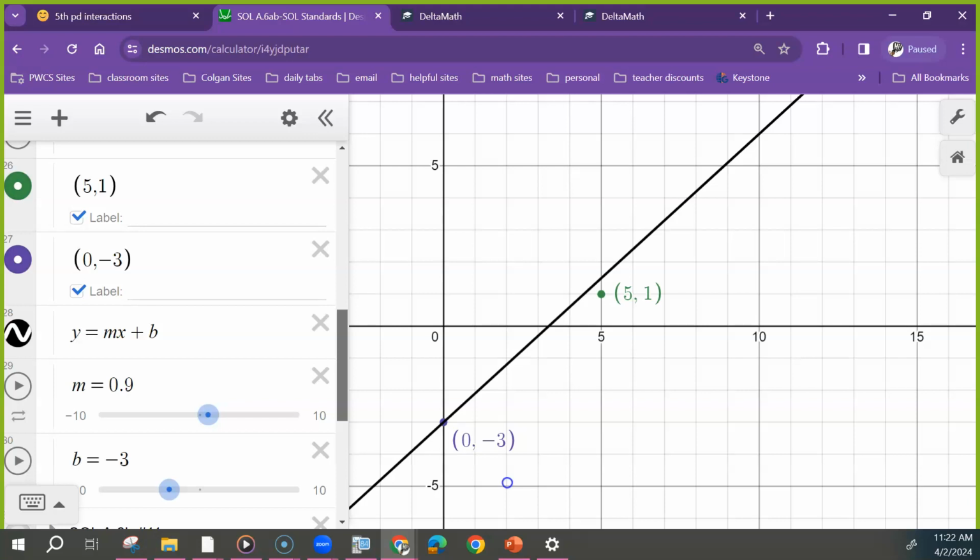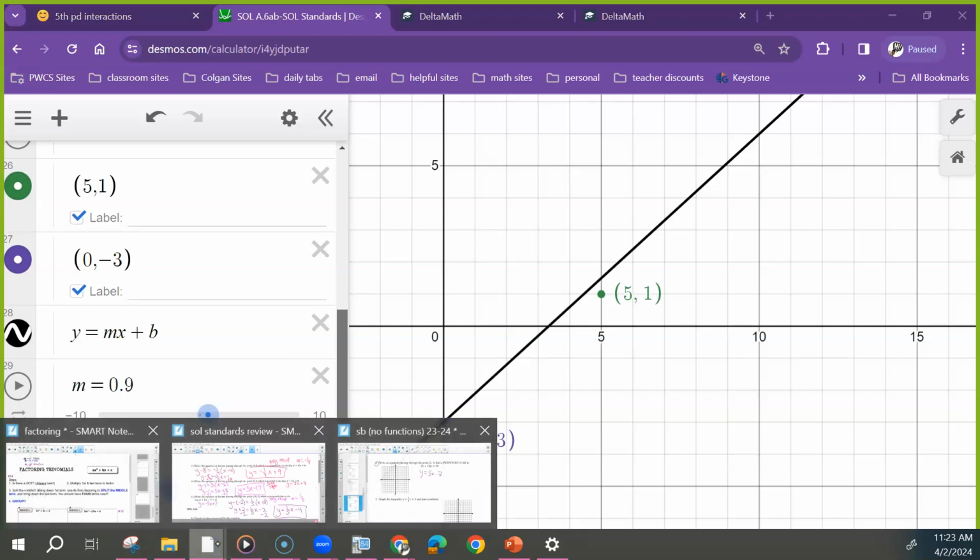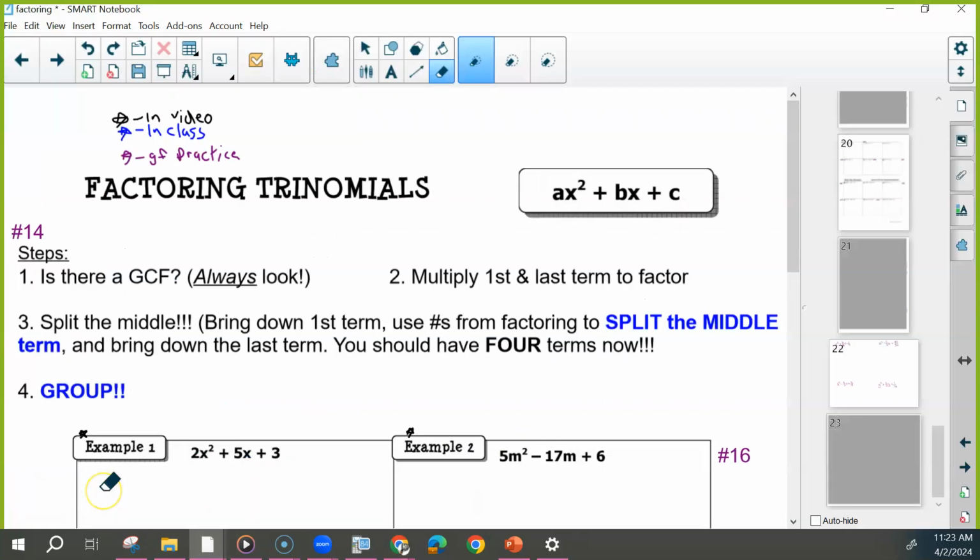Okay. So today we're going to talk about the last type of factoring there is. So as a refresher, we talked about GCF, difference of squares, factoring trinomials when a equals 1, and factoring by grouping. And this is kind of a mixture of all of those, maybe not difference of squares, but most of those.